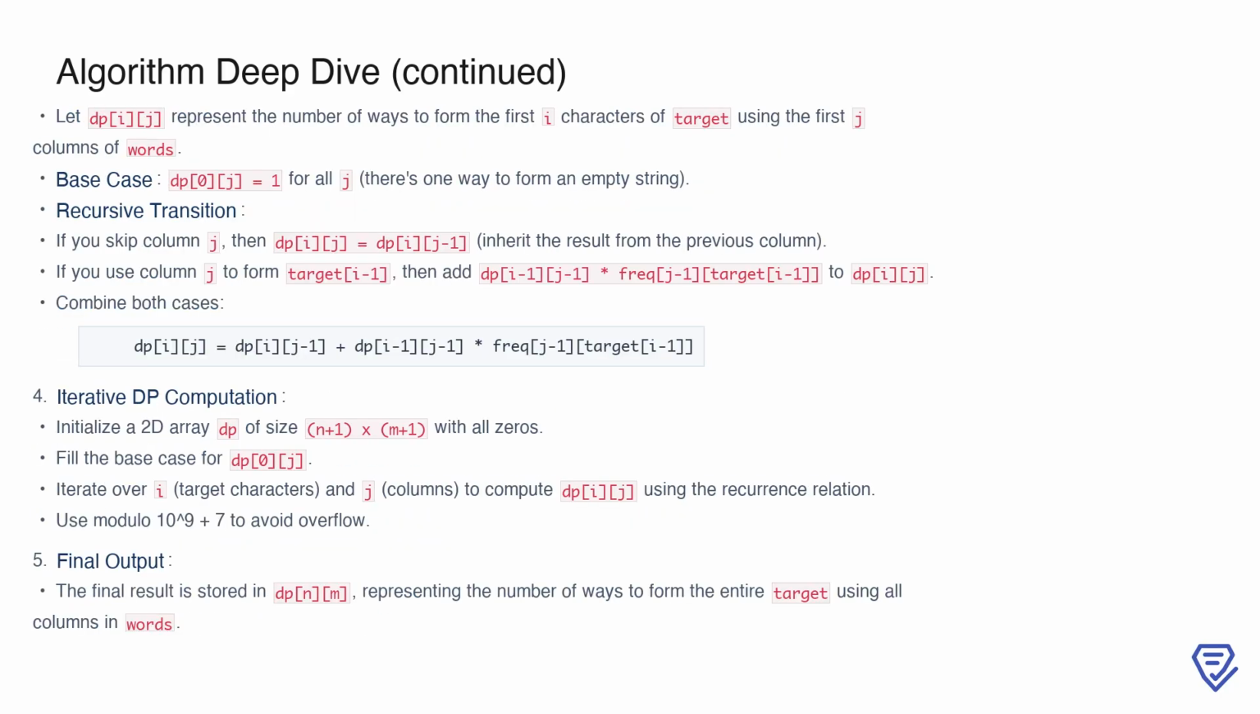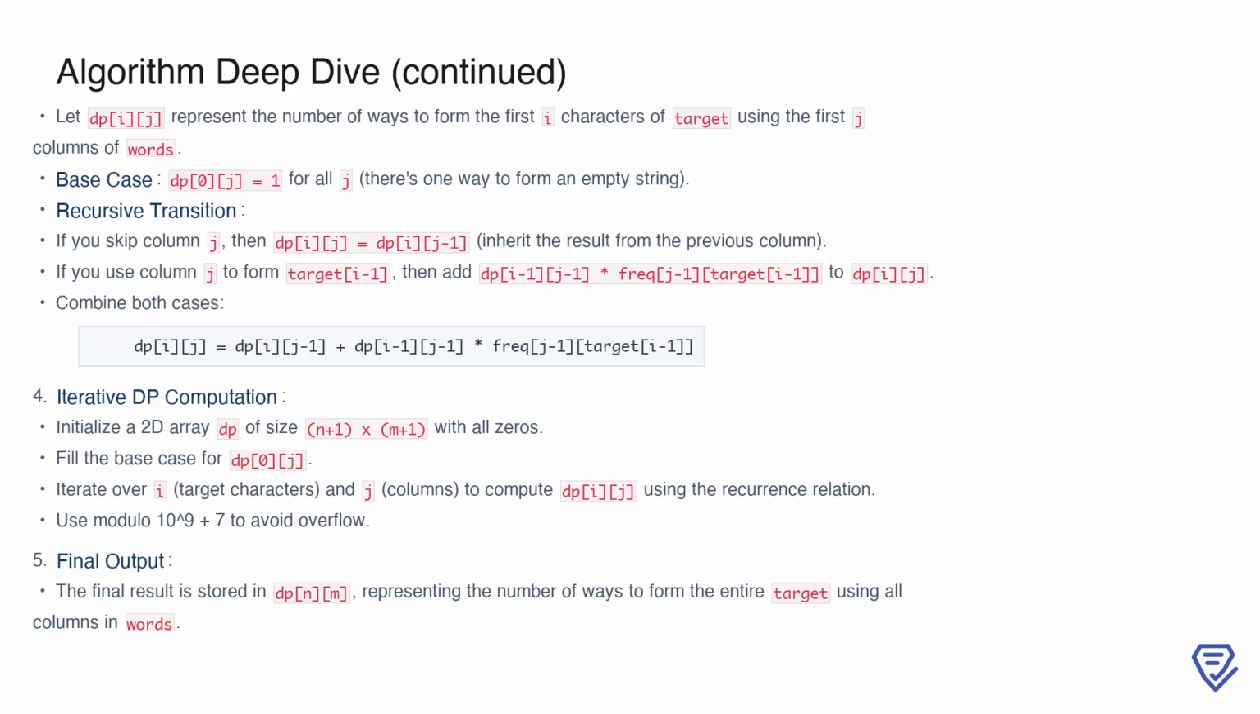The dynamic programming solution revolves around defining the state dp[i][j], which represents the number of ways to form the first i characters of the target string using the first j columns of words. The base case is straightforward: dp[0][j] equals 1 for all j, since there is exactly one way to form an empty string. For the recursive transition, we have two choices.